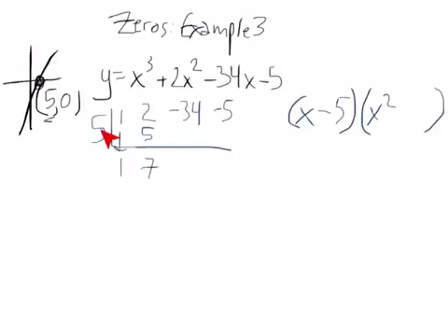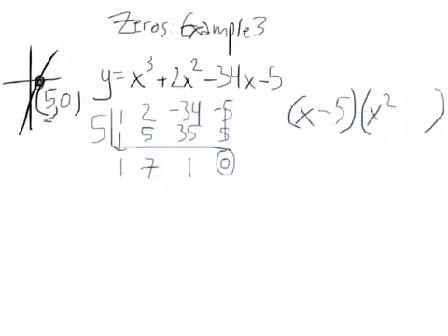And then you just keep doing that. Again, you multiply. 5 times 7 is 35. Now you add. Negative 34 plus 35 is positive 1. You gotta be really careful with your signs while you do this as well. 5 times 1 is 5. And then you add negative 5 plus 5 is 0. So our remainder is 0.